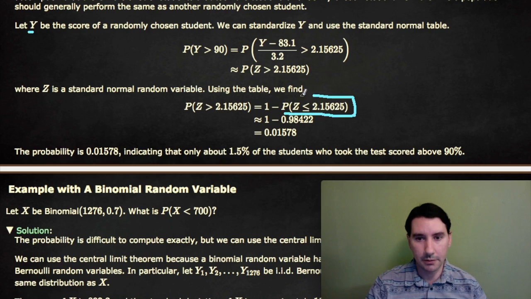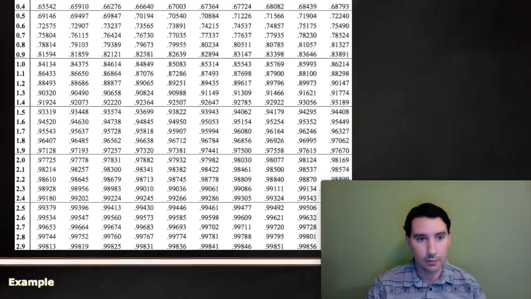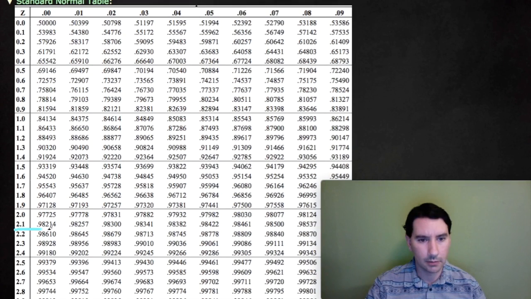For this probability, we can go to the table. The most accurate we can get with the table that I've included is 2.15. So if we go to the table, we're looking at 2.1 in the row, and then the 0.5 in the column, which gets us 0.98422.